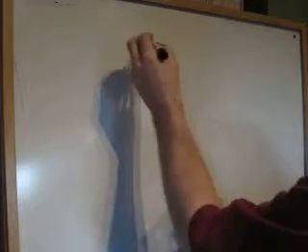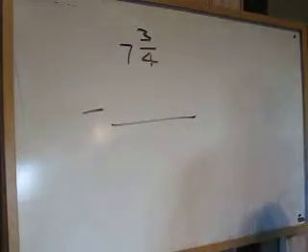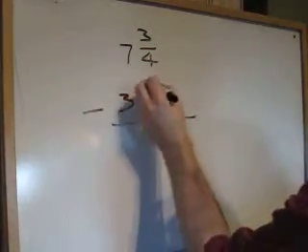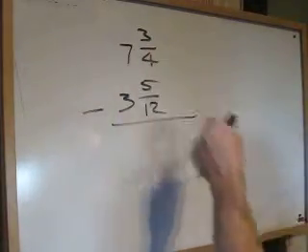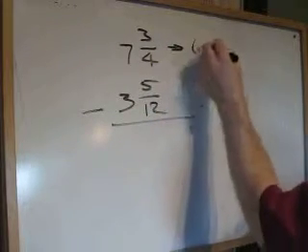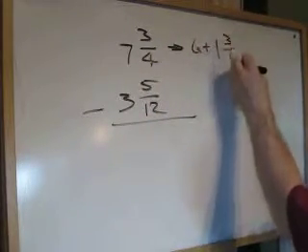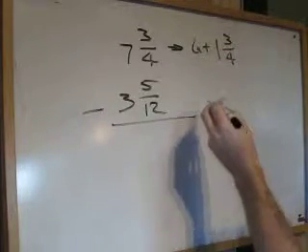Okay, so let's look at one. I'm going to look at number 14 on page 231. And that would be minus 3 5/12. Okay, so it's another one where the number on top is smaller. So let's do what we did earlier. We're going to make it 6 plus 1 3/4, because that would be 7 3/4.